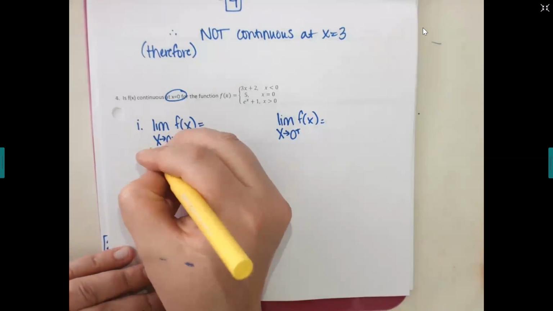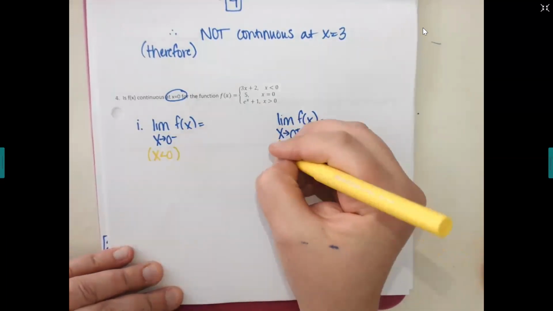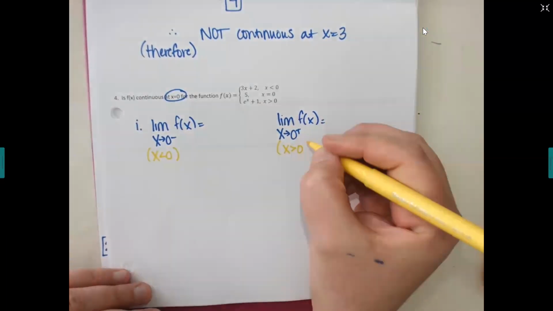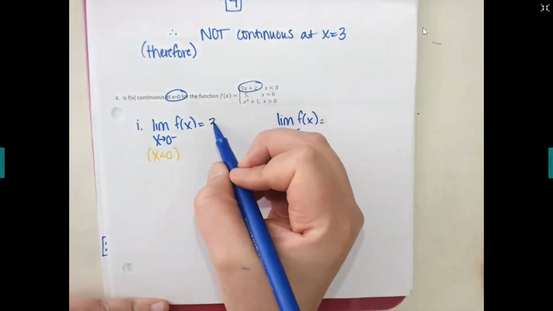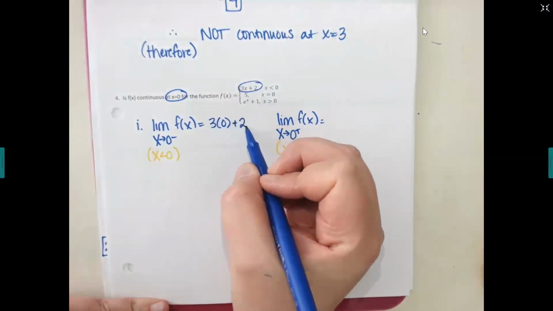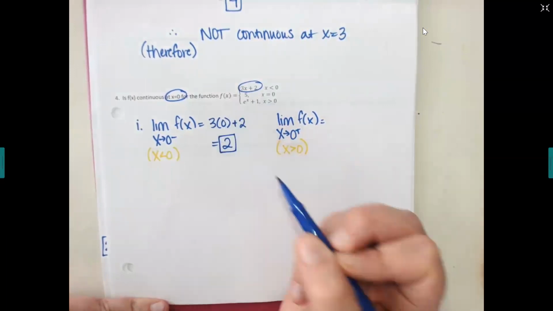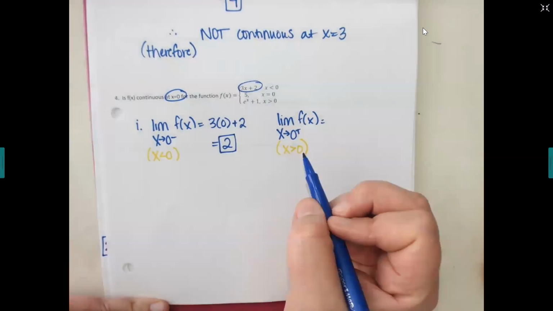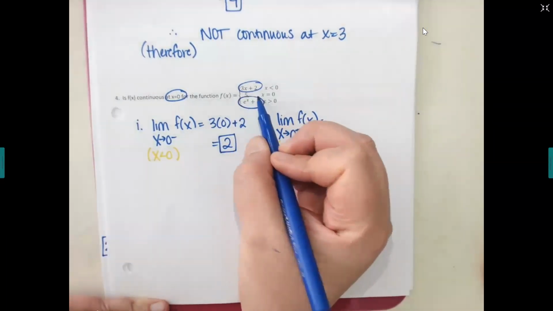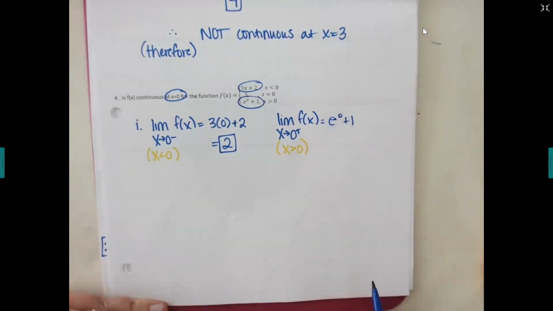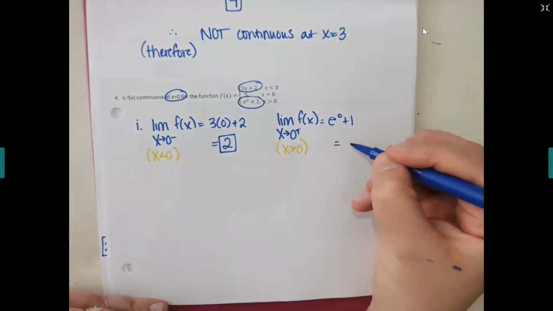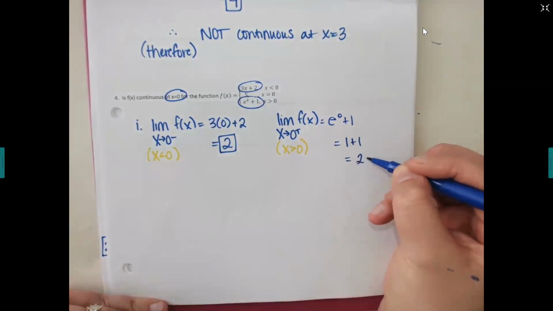So for the first one, you should have done x less than 0 and x greater than 0, which means that first I'm plugging into the top. 3 times 0 is 0, plus 2 is 2. Everybody get it? Okay, right side, I want greater than 0, so I'm skipping to the bottom. e to the 0 plus 1. But remember, anything to the 0 is always 1. It doesn't matter if it's a million to the 0, it still comes out to 1. So this is 1 plus 1, which gives me 2.